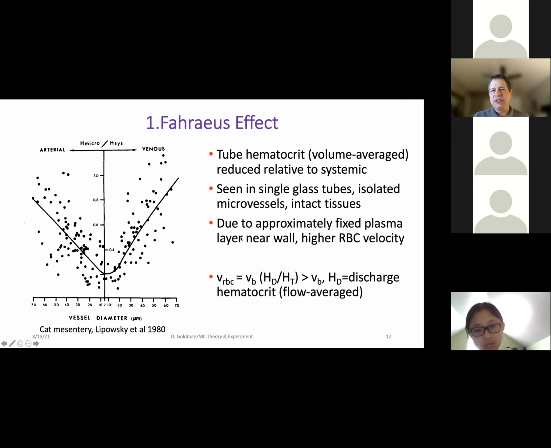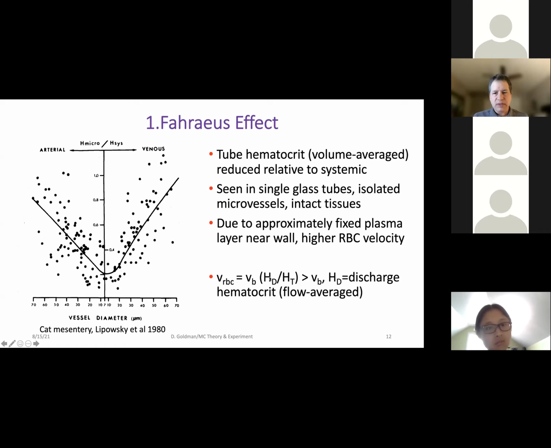And what happens is the red cells at the center flow really fast. And so even though they have a low volume density, they still have a high flow rate. And so the red cell velocity comes out to be the blood velocity times this ratio of hematocrits. Okay, so tube hematocrit is your normal hematocrit. That's what's going down here. Discharge hematocrit is something that's flow weighted, and it tends to be bigger than HT in situations like this.